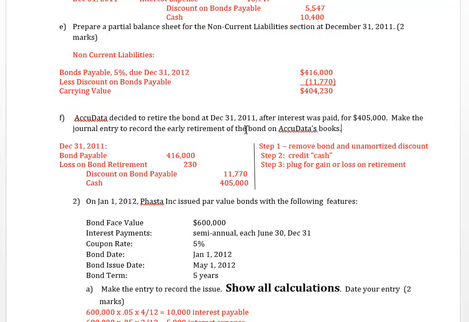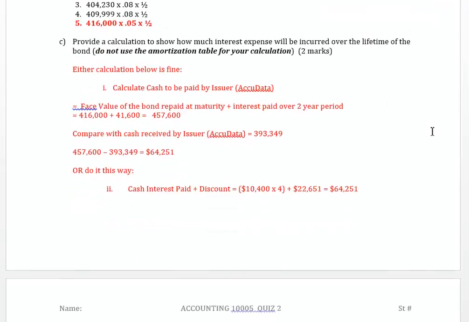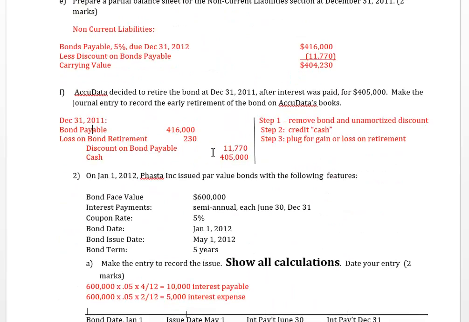Well, first of all, because the bond's not going to be there at December 31st, 2012 to pay back the $416,000, we're going to remove the bond payable and remove any discount that we haven't yet amortized for the balance of the term of the bond. So that's why I say the first step would be to remove the bond, and that would be at its face value and any unamortized discount at that date. And the neat thing is you can get it right in your table, because at December 31st, after the interest is paid, you have unamortized discount of $11,770, and you already know your face value of your bond is $416,000. So this amount here is not going to be paid at December 31st, 2012 because you're retiring the bond. It's not going to be there. So the first thing I do is debit the bond and credit the discount.